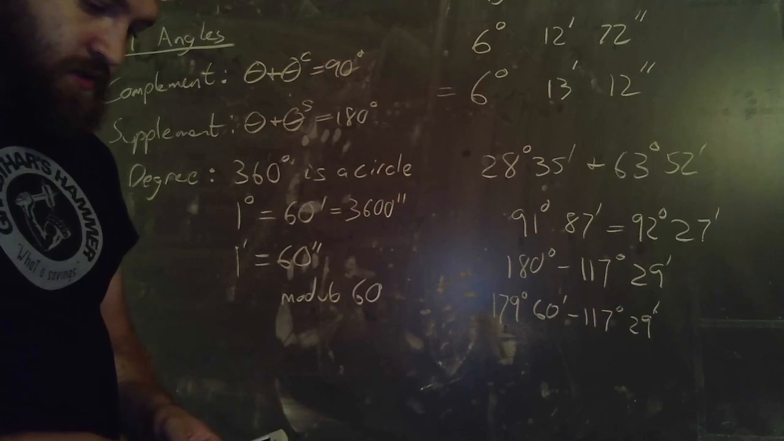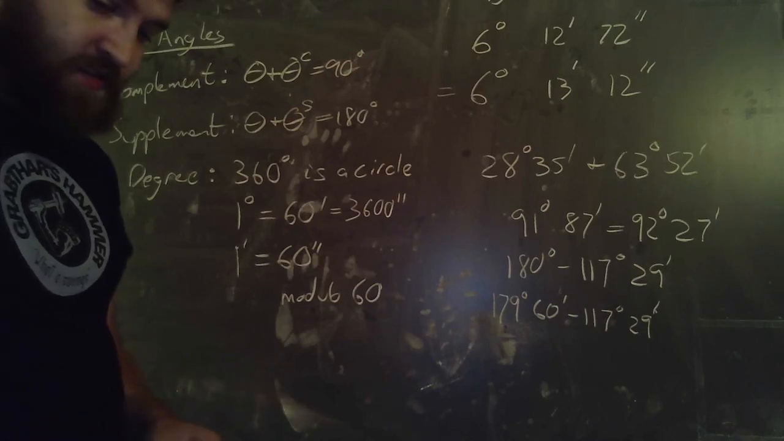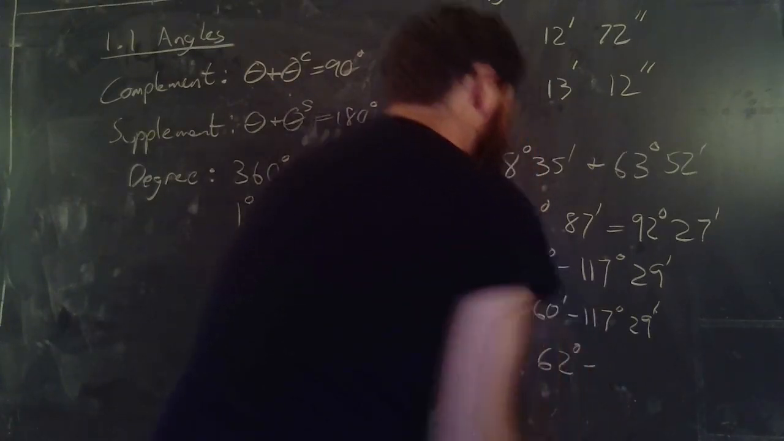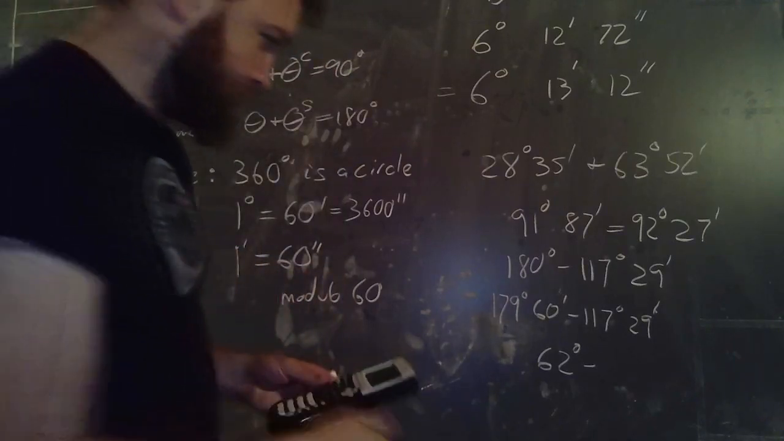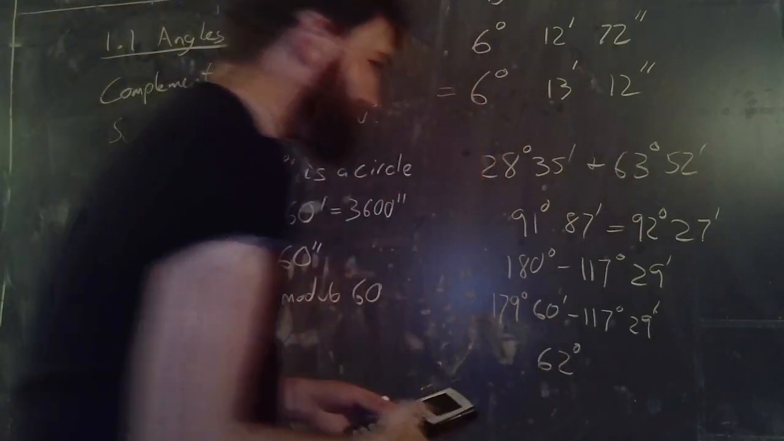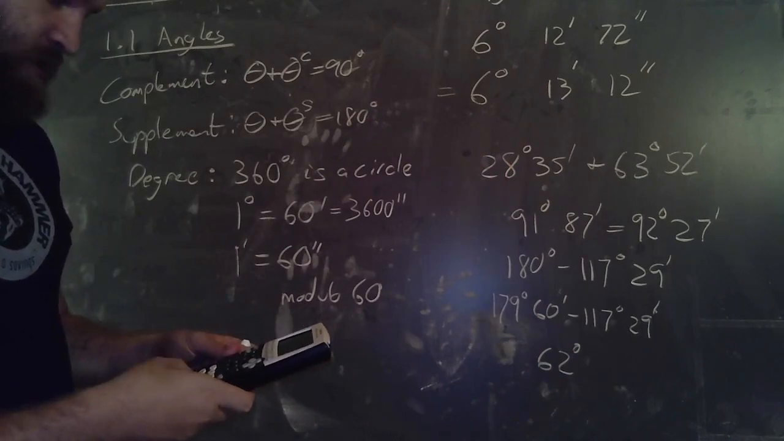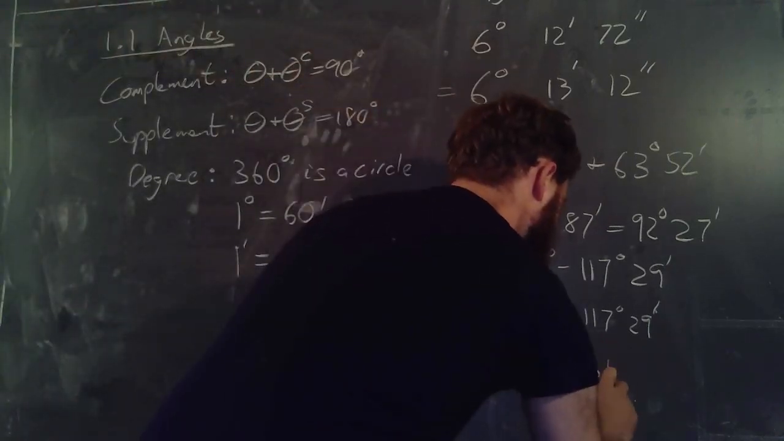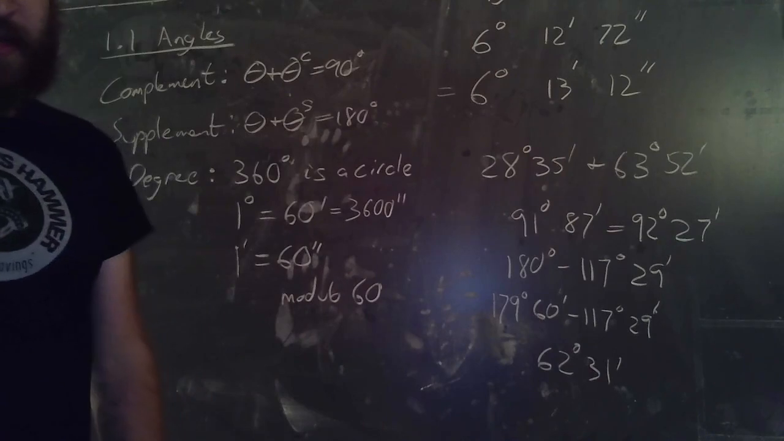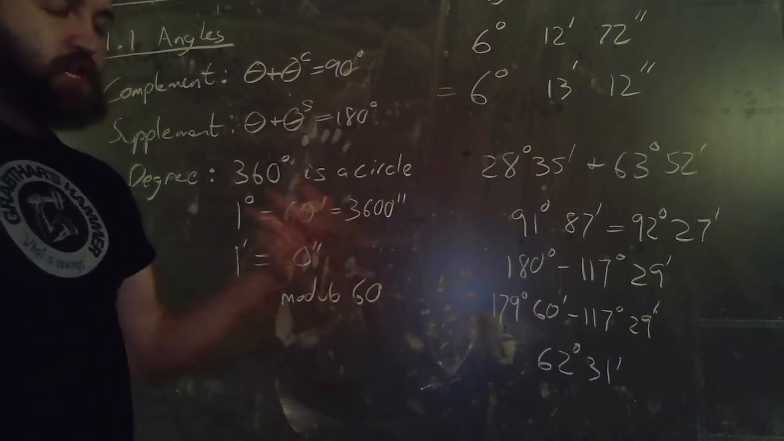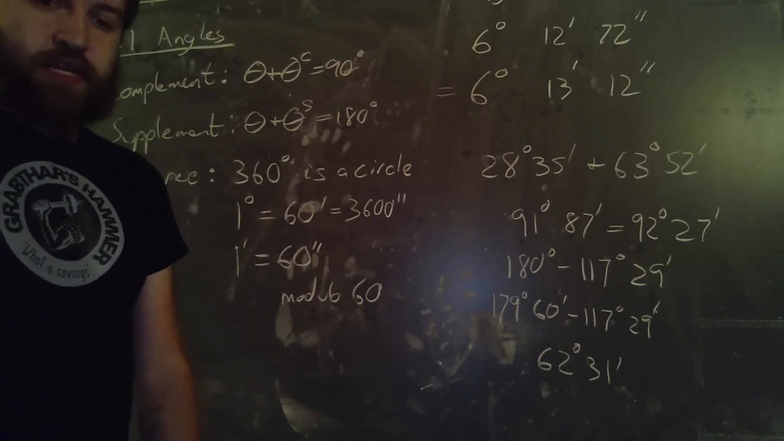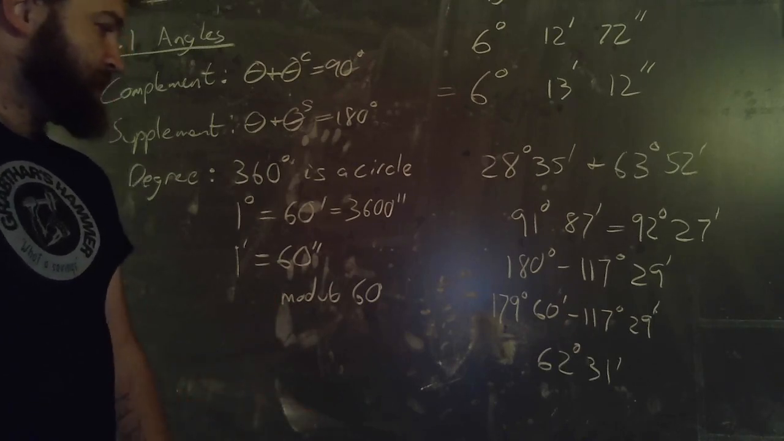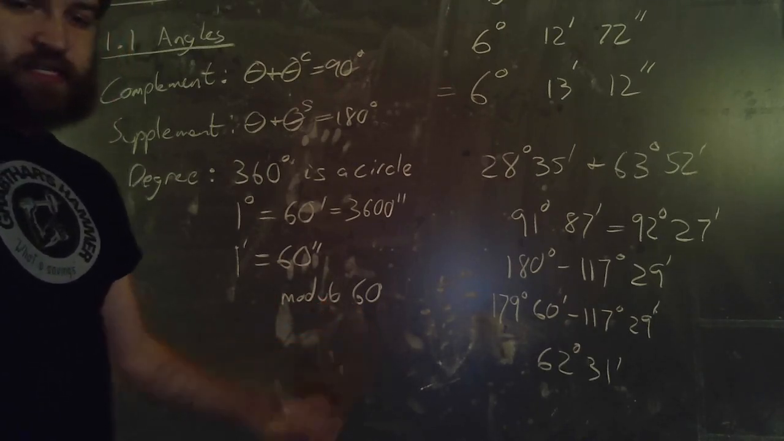179 minus 117 will give us 62 degrees, and 60 minutes, oops, put a minus symbol there, 60 minutes minus 29 minutes will give us 31 minutes. And it's in this way that we can perform additions and subtractions using degrees and minutes and even seconds. It would just be like adding one more place value. And again, remember, we are working modulo 60.